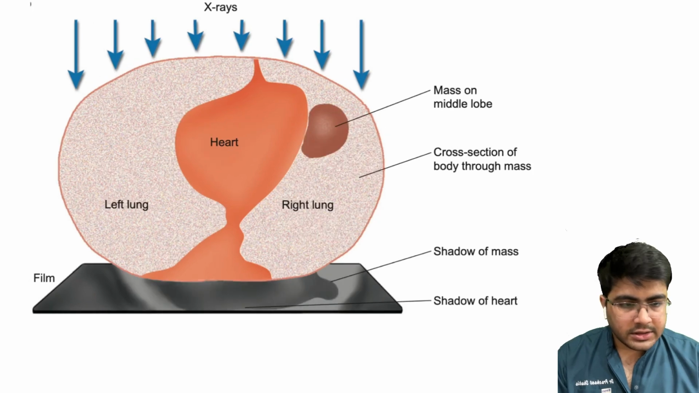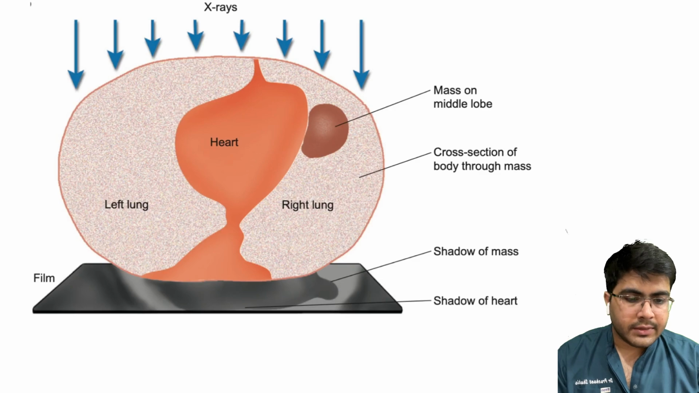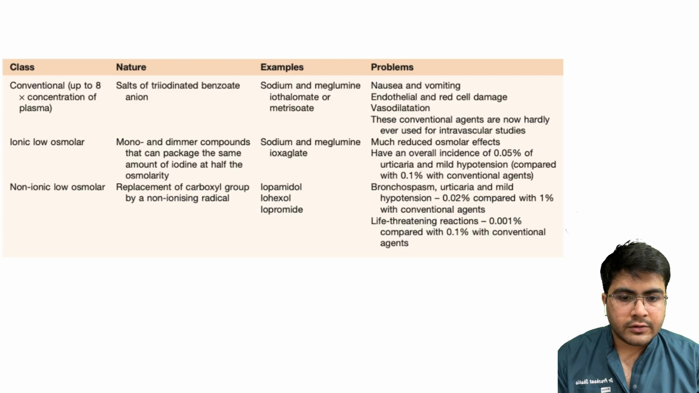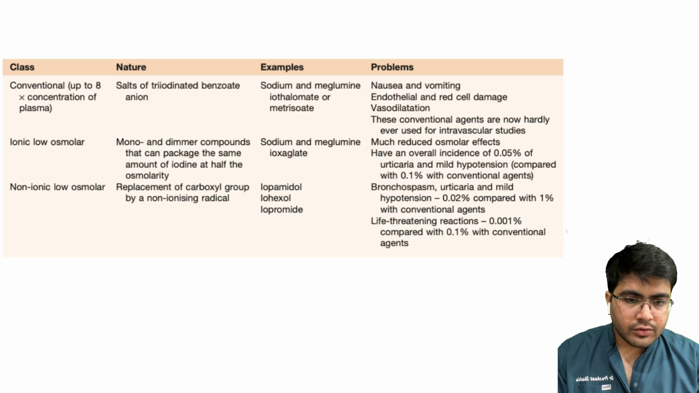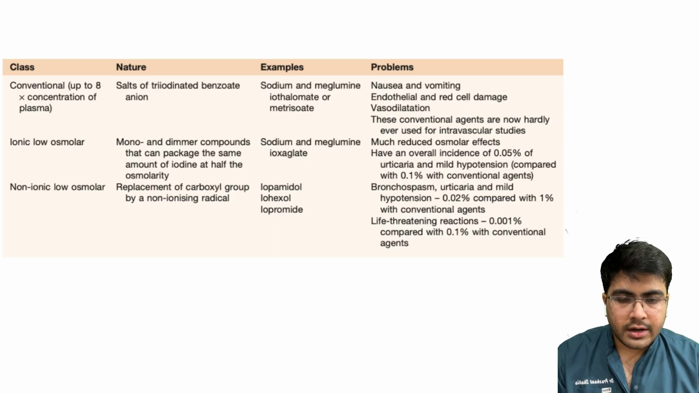But if the same mass is present in the middle lobe of the lung, the delineation of the shadow of the mass is very difficult. That is why the 3D positioning of the lesion makes it difficult for the lesion to be identified from the adjoining organs. So this is the basic demerit of X-ray study, and this led to the advent of CT scans. Most of the CT scans used now are contrast-enhanced CT scans.